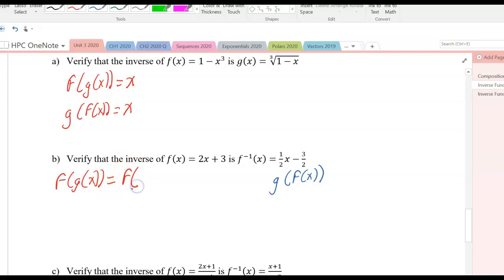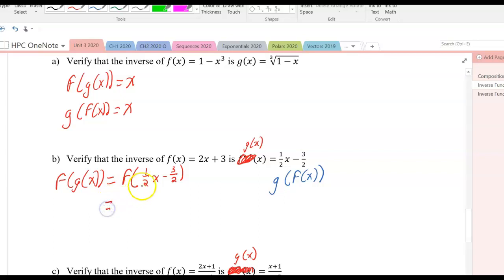So f of g of x. Now Miss Gilbert just called this f inverse, so I'm just going to call that g of x. That probably should have been g of x. I'm going to just change that. Same thing down on this one. This probably should have been g of x. So f of 1/2 x minus 3/2. Ms. Gilbert knew that they were inverse functions because she wrote the problem, but most textbooks are just going to call that g of x. You're trying to verify that they are.